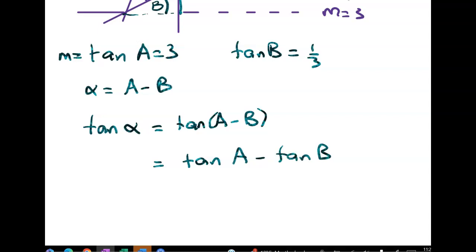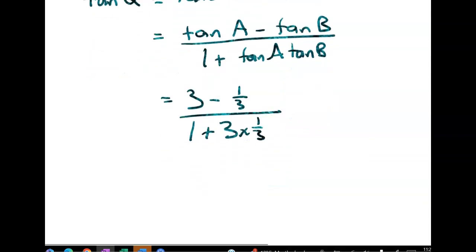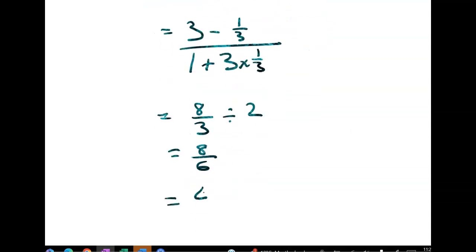So for those of you still here, we get tan A minus tan B over 1 plus tan A tan B. And tan A was 3, tan B was 1/3. And then we've got 1 plus 3 times 1/3. So working all that through gives me 8/3 in the numerator, divided by 1 plus 1, which is 2, which is 8 over 6, which simplifies down to the answer in the schedule, which is 4/3.